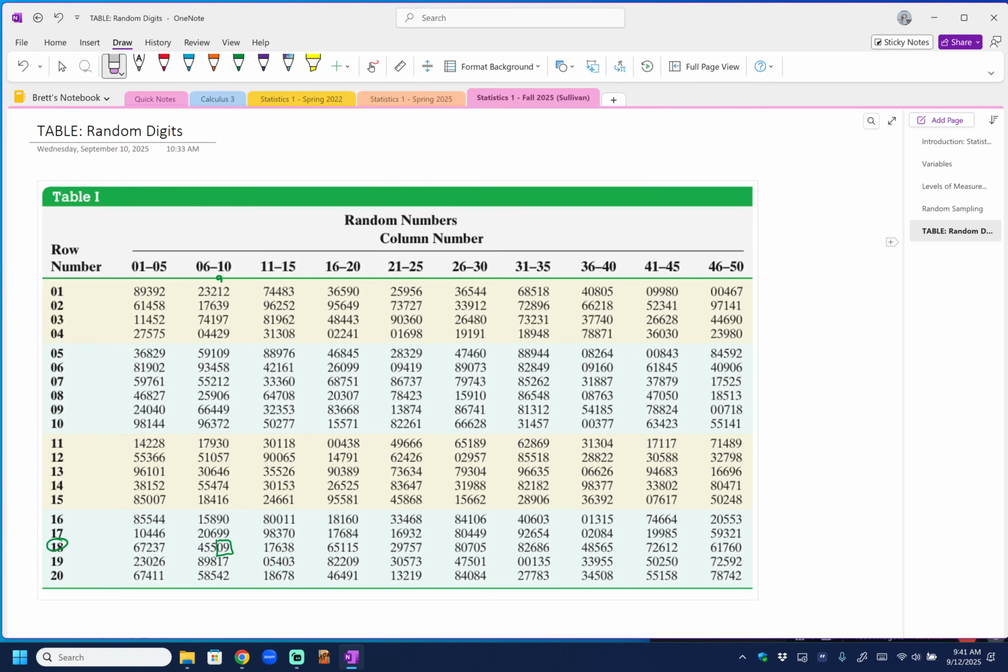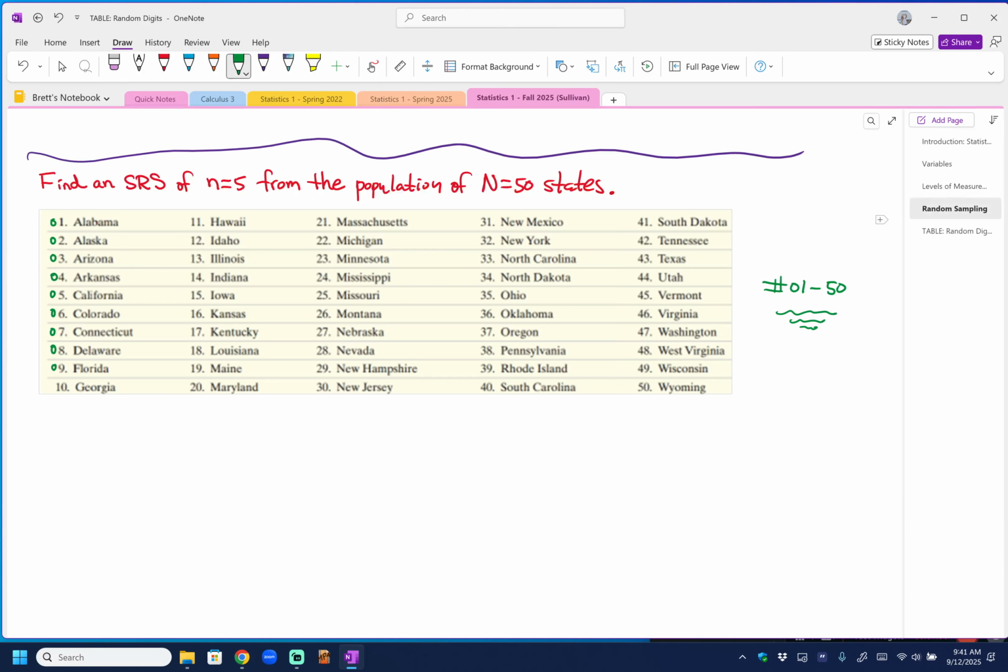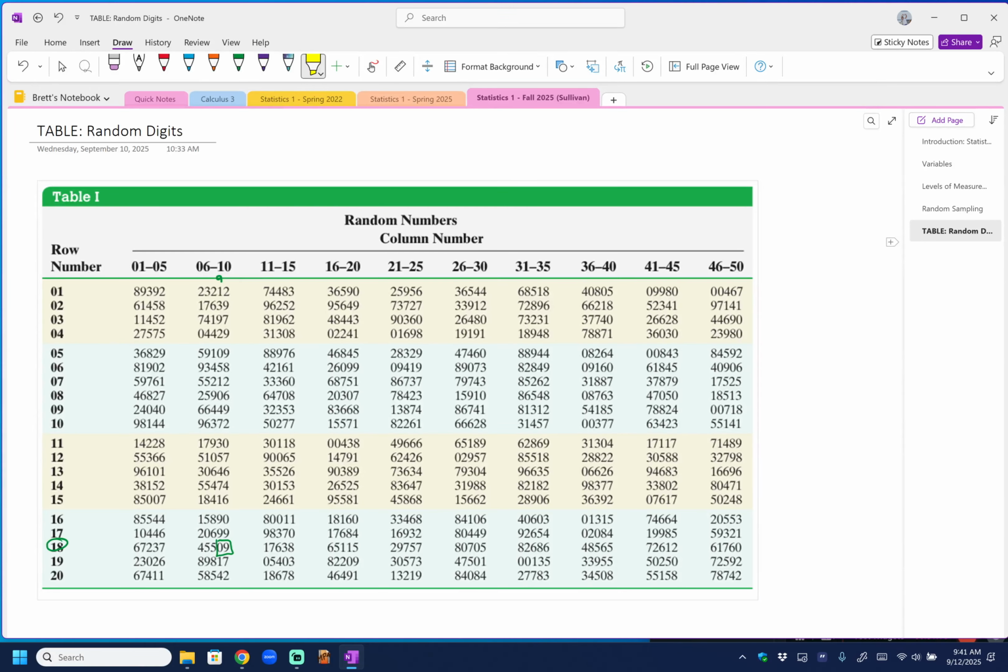Going back, our first hit value is 09. If we go back into our random sample, you will see that 09 represents the state of Florida, which means right away that our first member of our sample is going to be Florida.